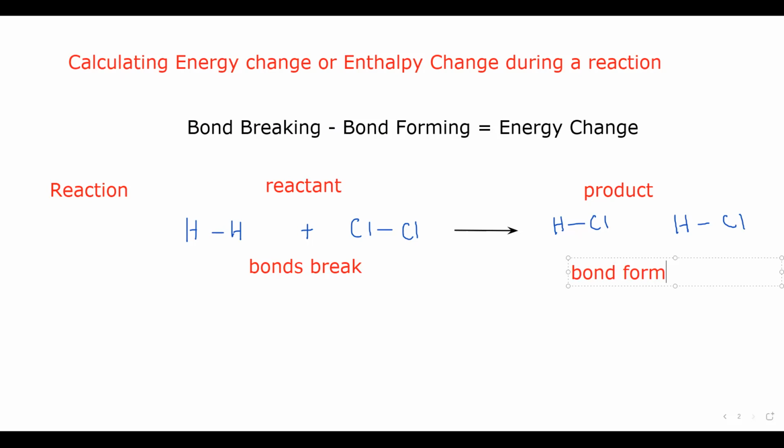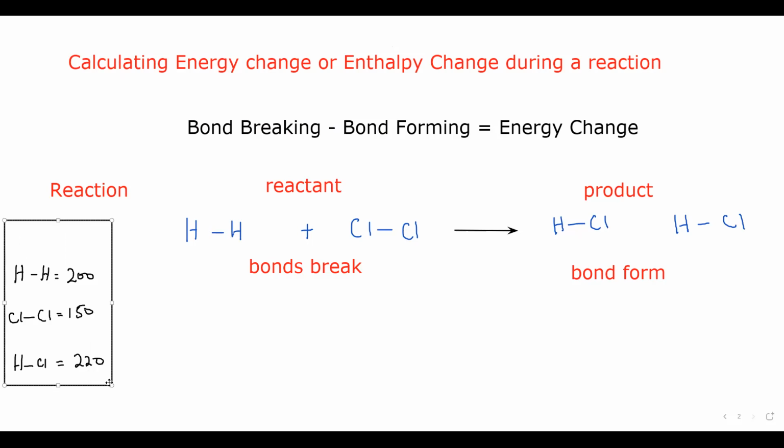In the exam, you don't have to memorize these values. The values for the bonds will always be given to you. I'm just taking random numbers here, but the specific values will be given. For example, for hydrogen and hydrogen, the energy of the bond is 200. Chlorine and chlorine, the energy of the bond is 150. And hydrogen and chlorine, the energy of the bond is, for example, 220. You don't have to memorize these numbers. They will be given.